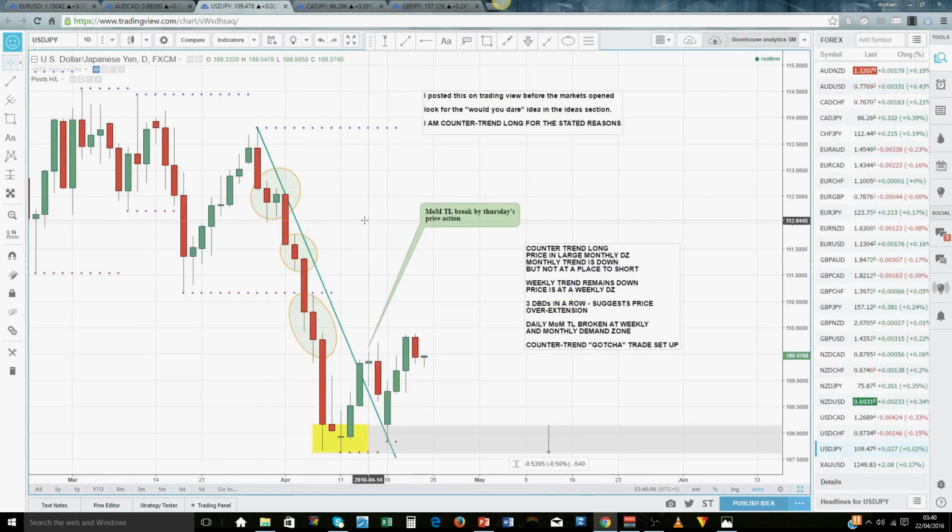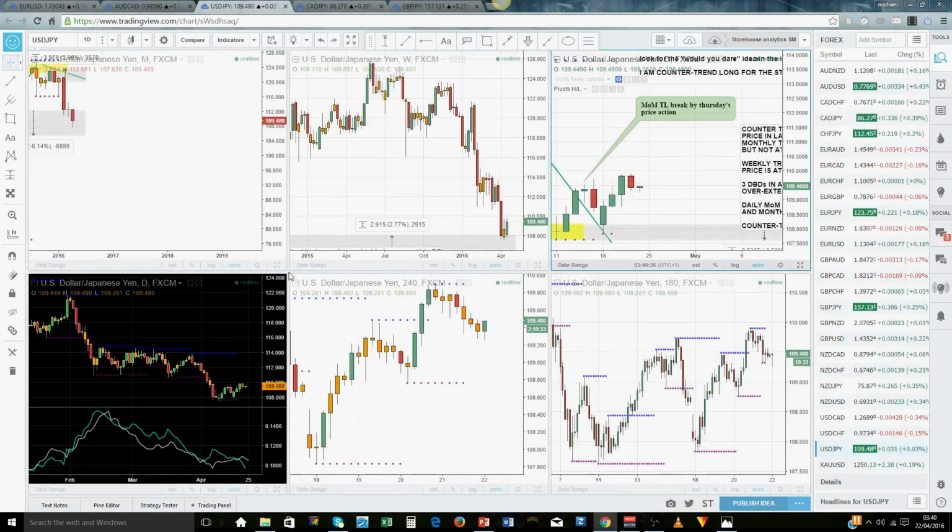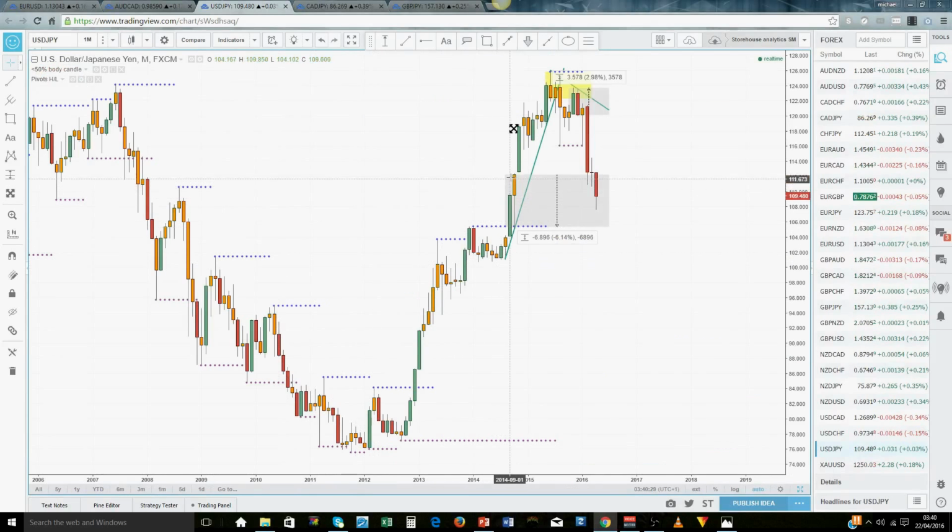Okay, let's move on quickly. Just wanted to review again this US dollar Japanese yen that I posted on TradingView and talked about in the last video. As you can see, first targets already hit for this counter trend trade. It's all done. So that was a good trade, as we said in the review.